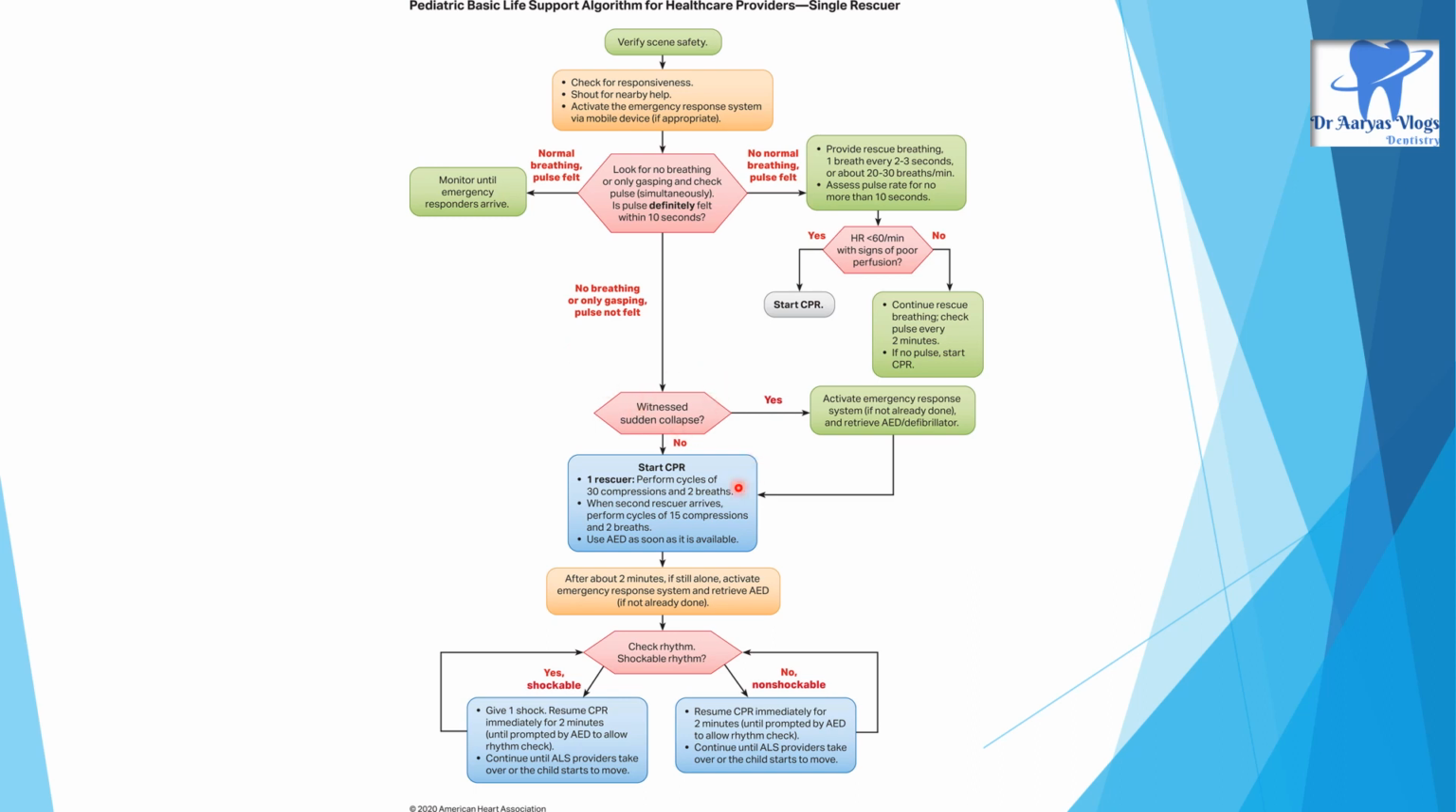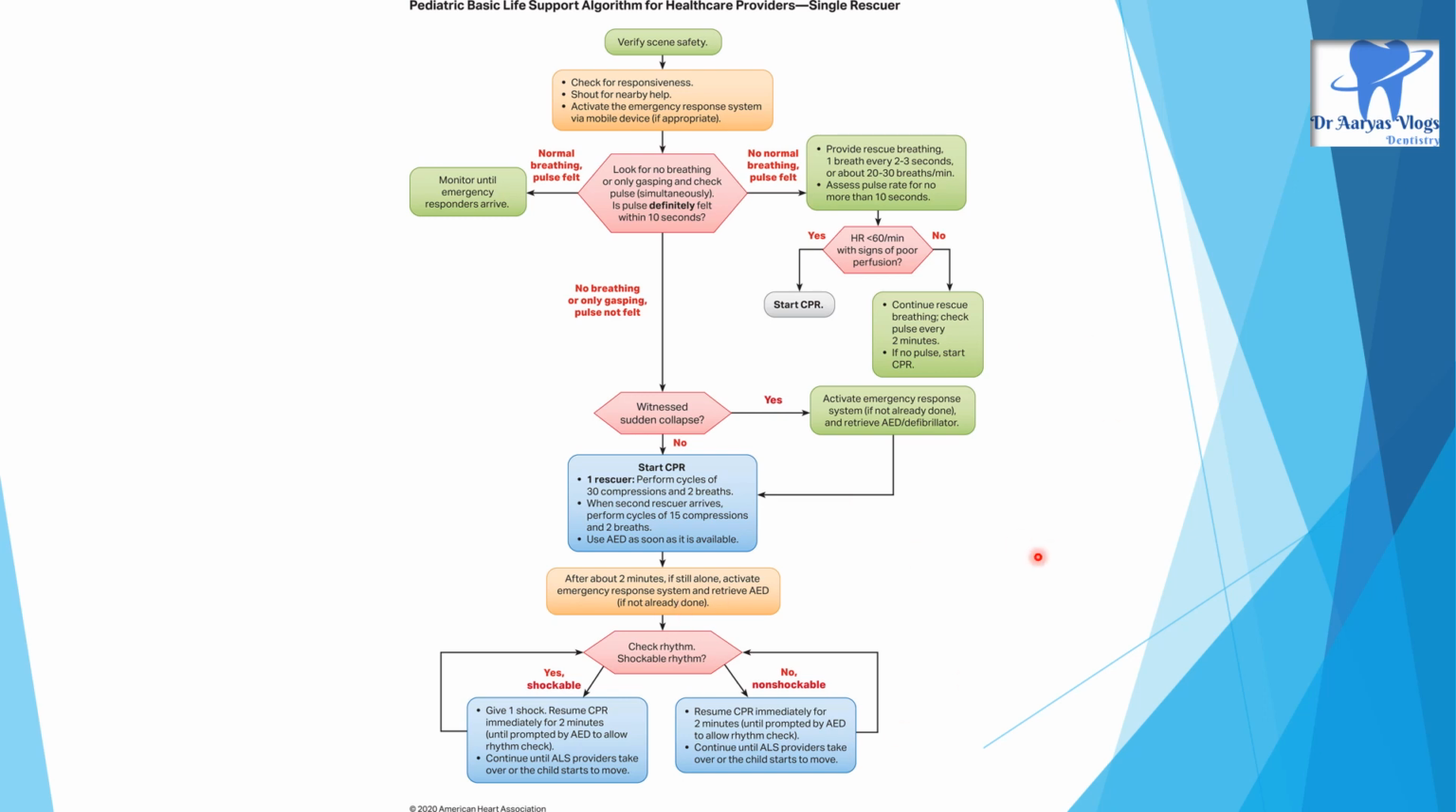If there is no collapse, then start CPR. One rescuer performs cycles of 30 compressions and 2 breaths. When a second rescuer arrives, perform cycles of 15 compressions and 2 breaths. Use the AED as soon as it is available. So, when it is a child with 1 rescuer, the ratio is 30:2. When 2 rescuers are there, the ratio is 15:2.